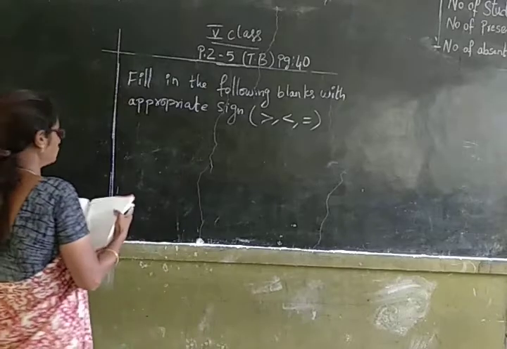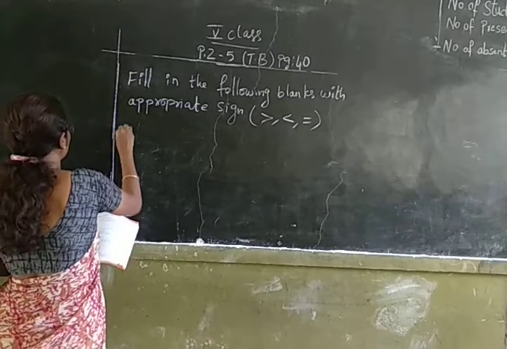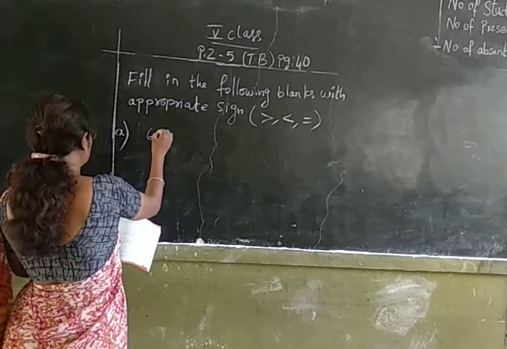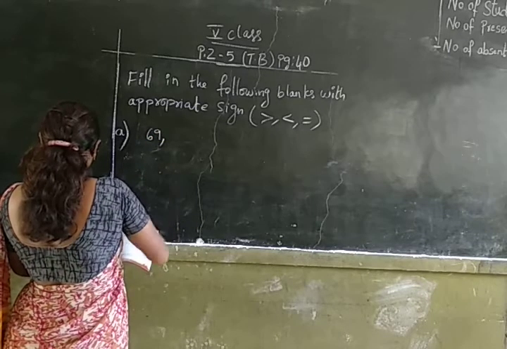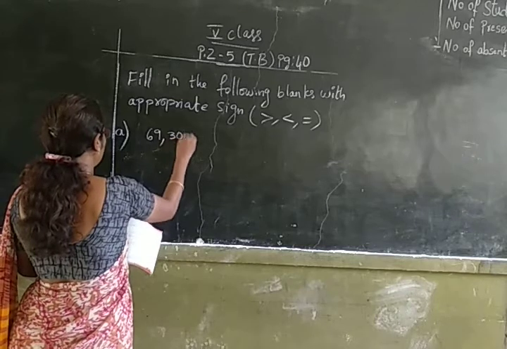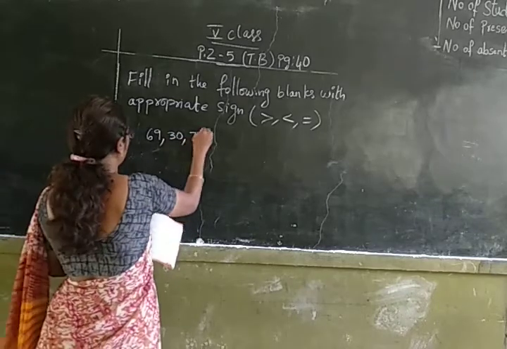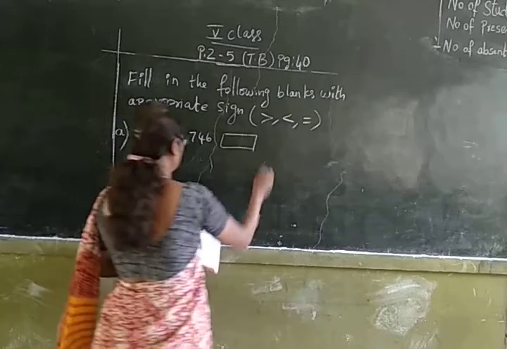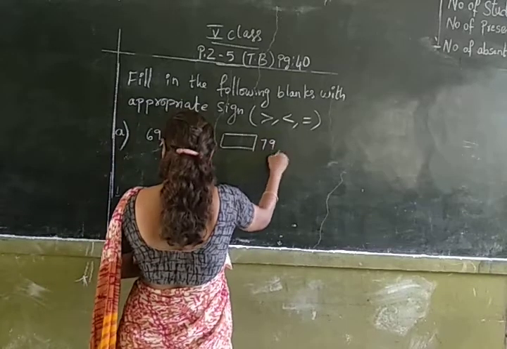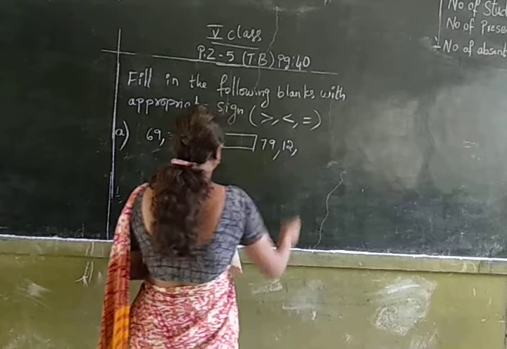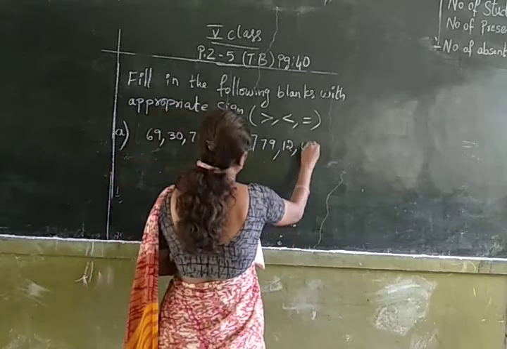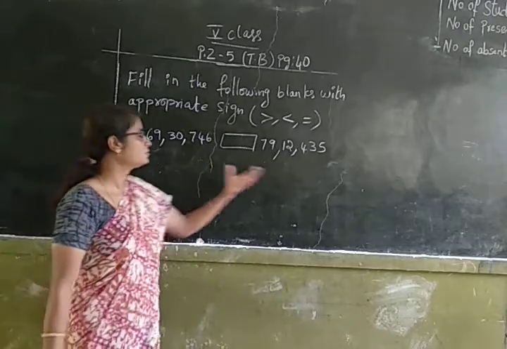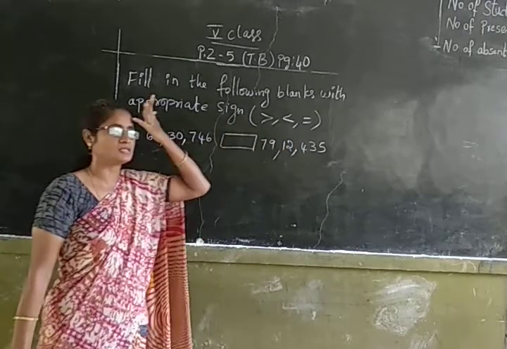Okay, let us do the first one. 69 lakhs 30,746 and 79 lakhs 12,435. Now you have to compare these two numbers using these symbols.